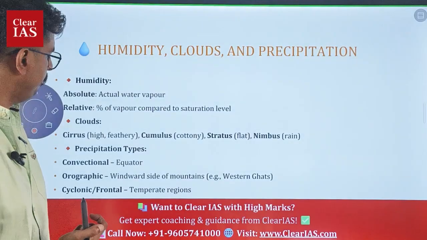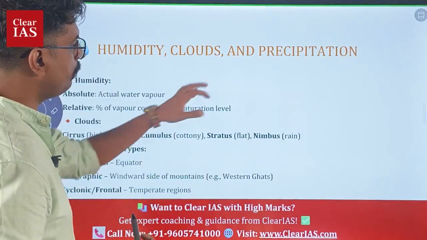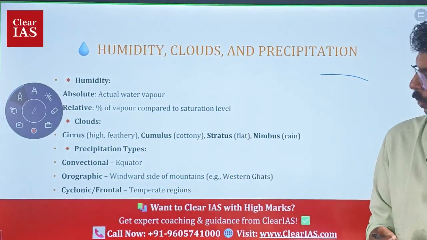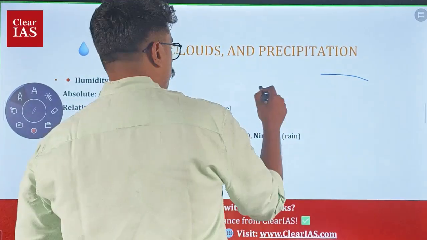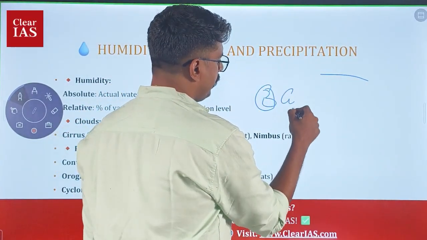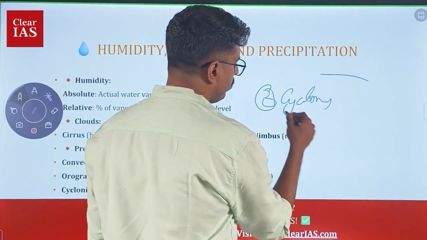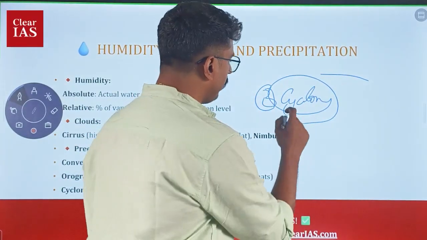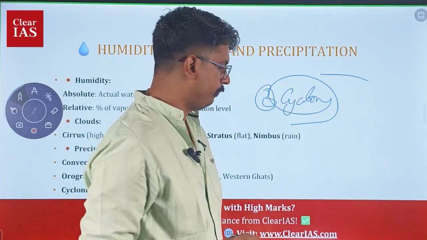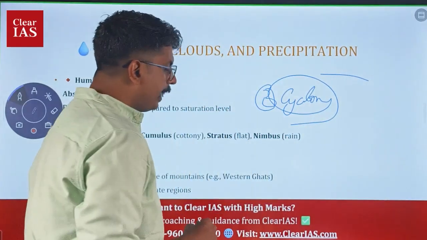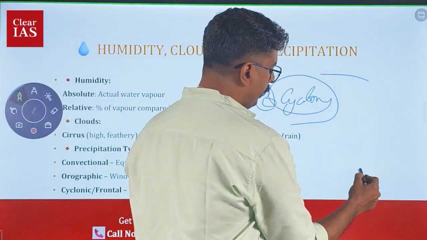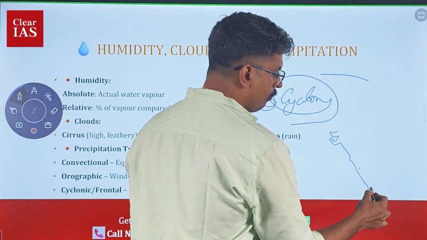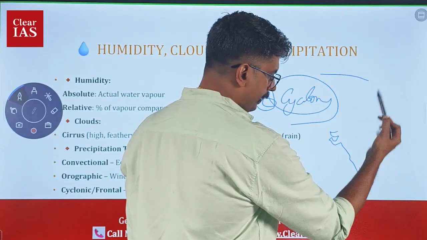Done. Shall we move ahead? So the first one was convectional rainfall. The second one was orographic rainfall, and the third one is cyclonic rainfall. We'll study cyclones in detail later. We'll go through an overview, but right now, cyclonic rainfall. We know cyclones are formed in the oceans. We'll study why, where, and when, maybe in the next slide.